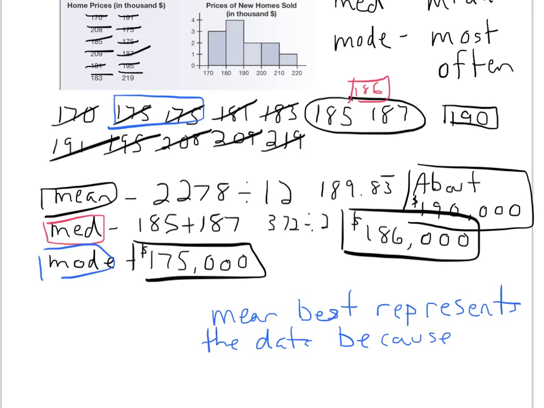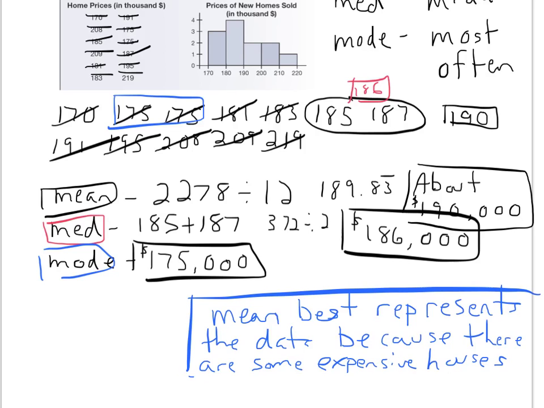If you would have said the median because it's the middle number, I guess I couldn't fault you for that, because that's your opinion. But again, in this case, I really think the mean represents the data because of those high numbers that are up there. Because there are some expensive houses. So I think 190 kind of better represents in this case.